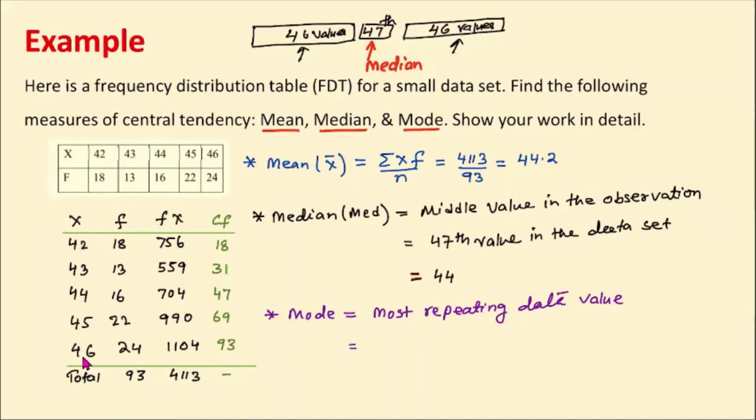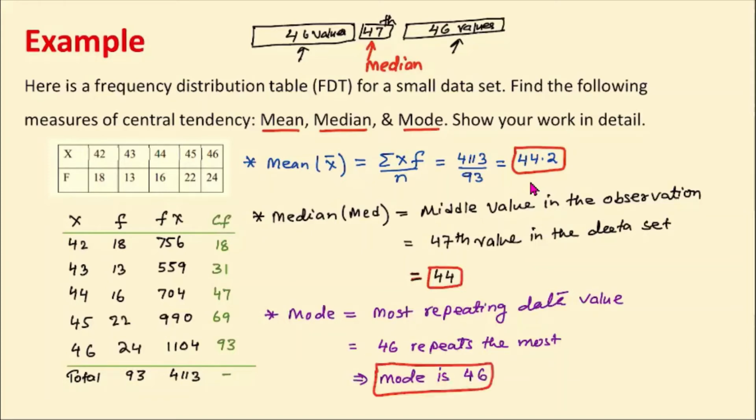So you can see 46 repeats the most. So this implies mode is 46. So that's how we can solve this type of problem manually. We got the mean as 44.2. We got the median 44. And then we got the mode here, which is 46.